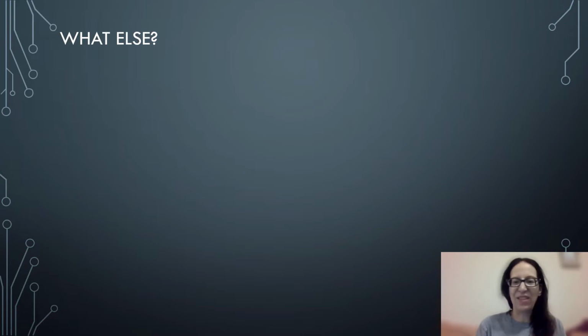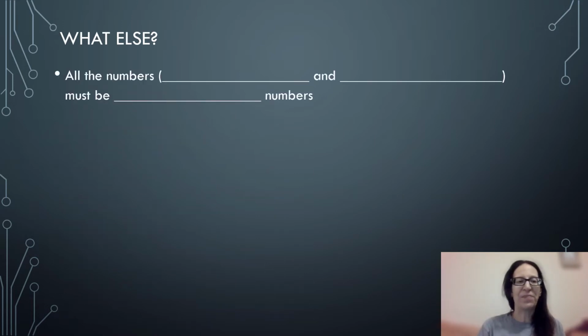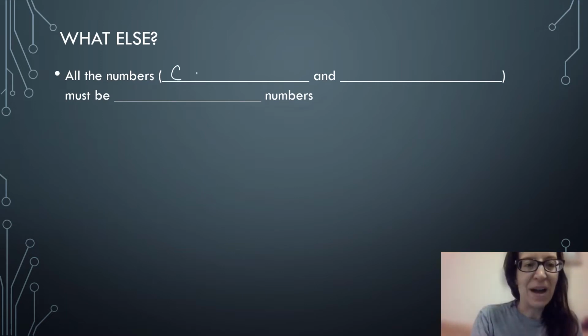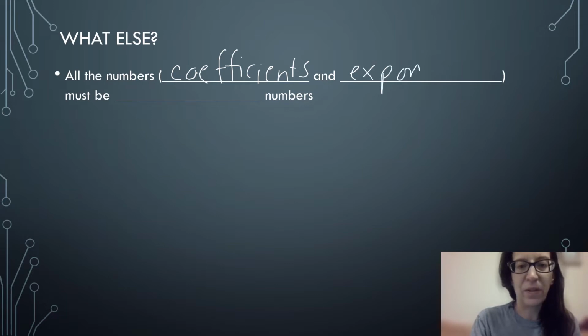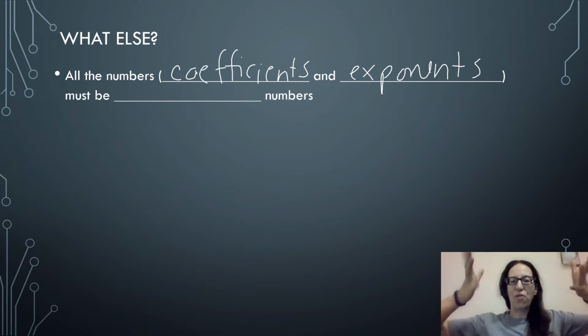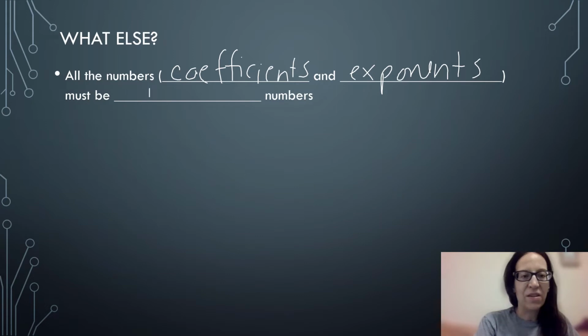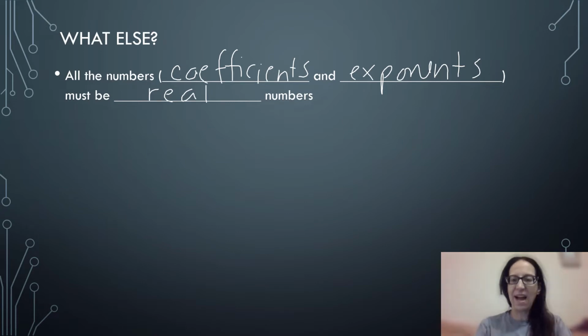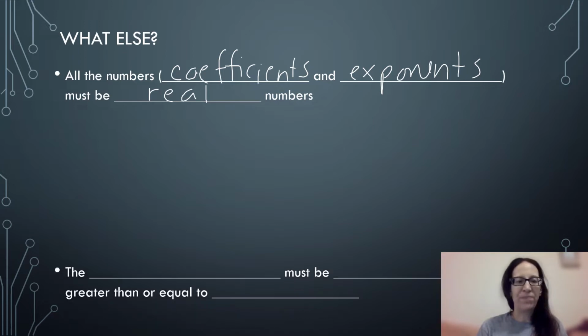Well, what else is there? That can't be the only thing, just a bunch of stuff that's added or subtracted. True, but there are some other requirements that go with it. All the numbers in your polynomial, by that we mean the coefficients and the exponents, must be real numbers. So polynomials are not going to have any i's in them at all. All of the numbers that we deal with are going to be real.